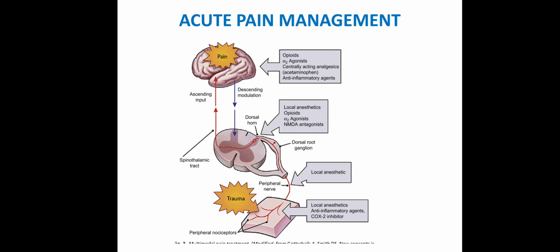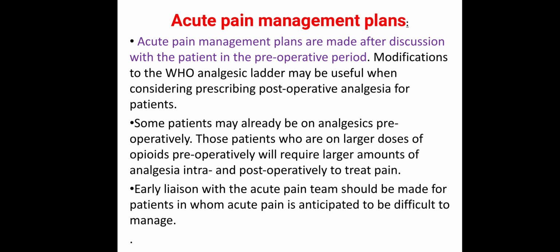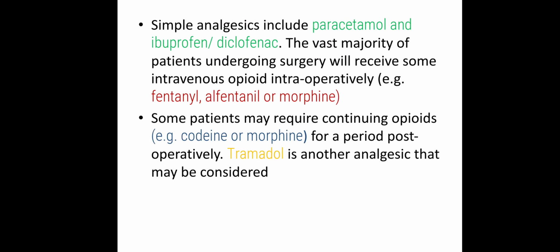Acute pain management. Acute pain management plans are made after discussion with the patient in the preoperative period. Modifications to the WHO analgesic ladder may be useful when considering prescribing postoperative analgesia for patients. Some patients may already be on analgesics preoperatively. Those patients who are on large doses of opioids preoperatively will require large amounts of analgesia intra and postoperatively to treat pain. Earlier liaison with acute pain services should be made for patients in whom acute pain is anticipated to be difficult to manage. Simple analgesics include paracetamol, ibuprofen, or diclofenac.